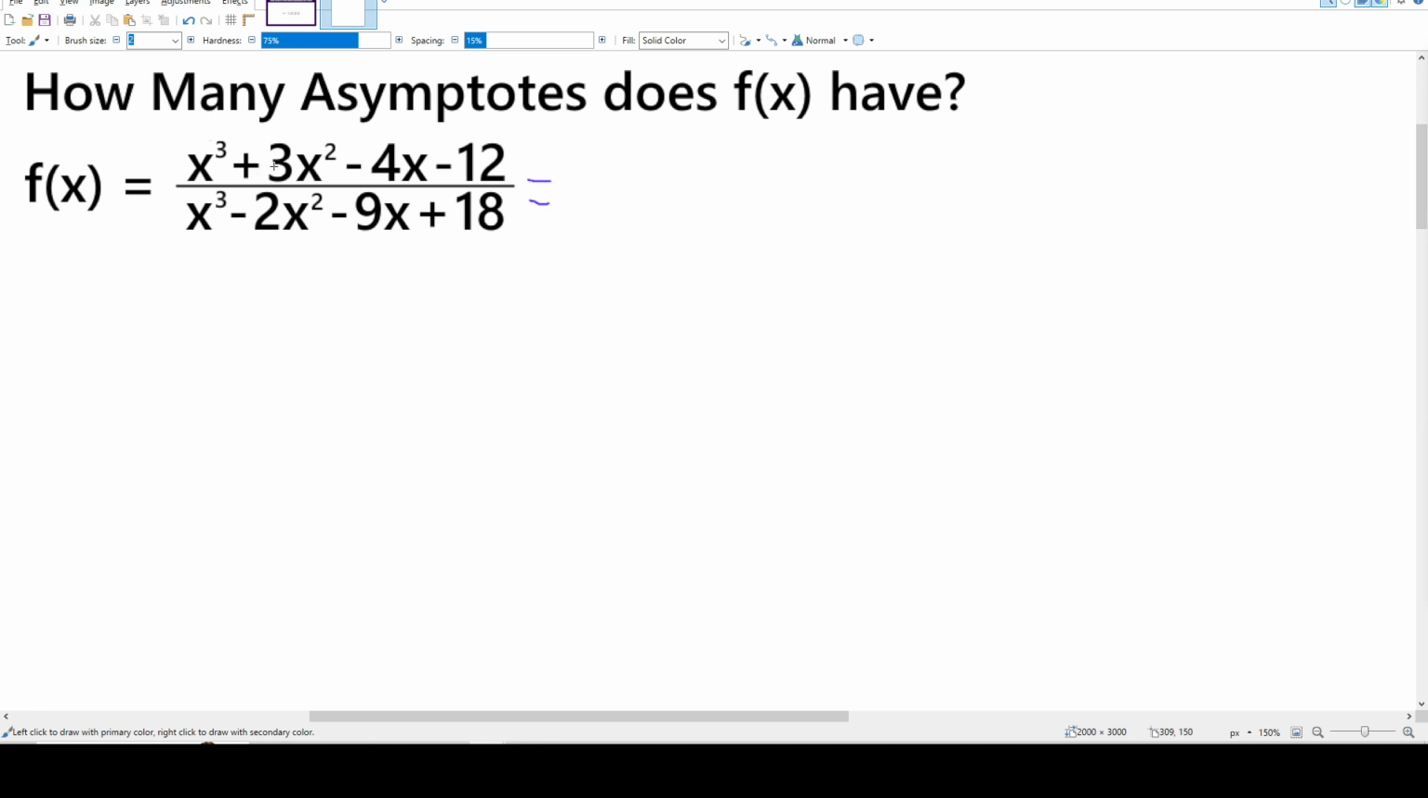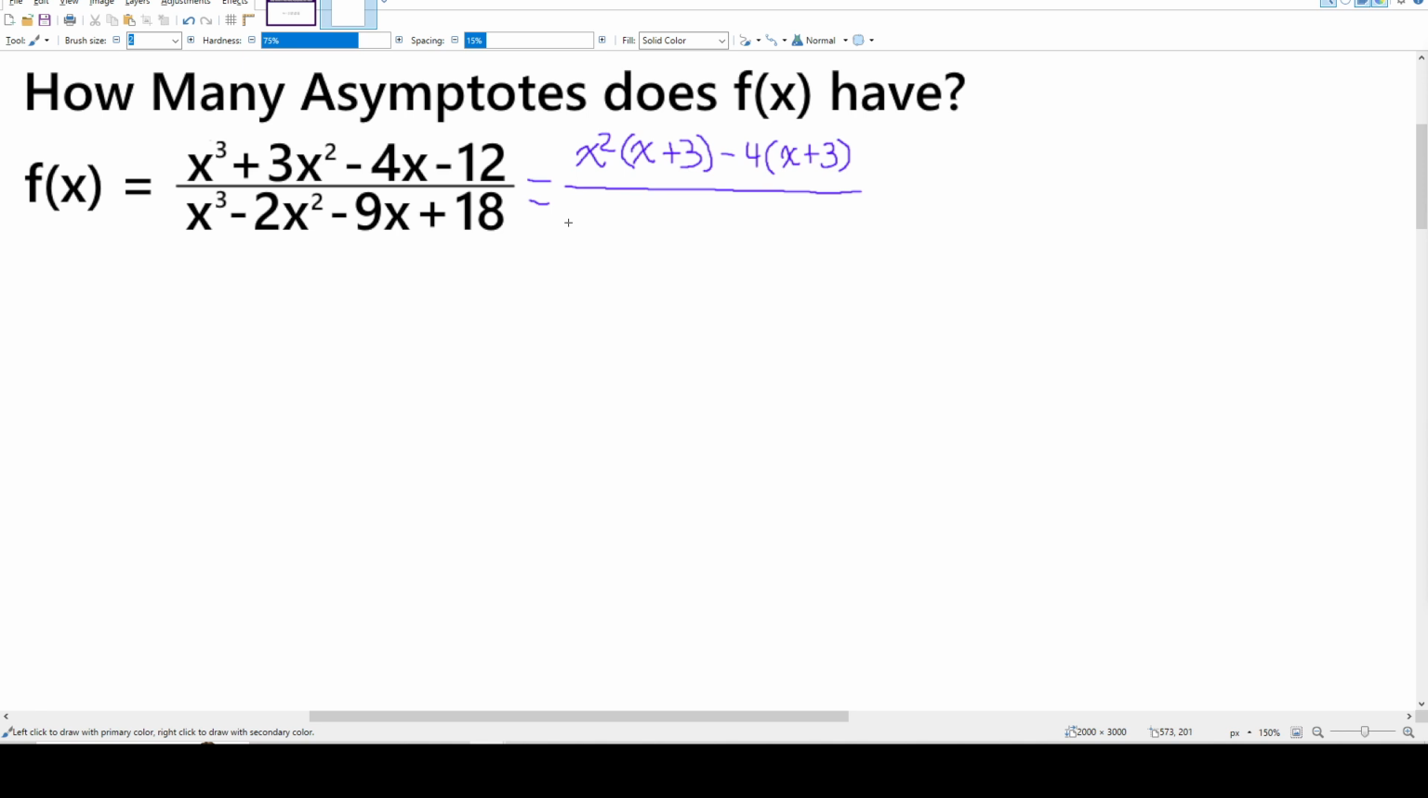So x cubed plus 3x squared, we can remove an x squared term, and that leaves us with x plus 3. And then negative 4x minus 12, we can remove a 4. So we get minus 4 times x plus 3. And since x plus 3 is a common factor with both terms, we can factor it further. But we're going to save that until after we factor the denominator.